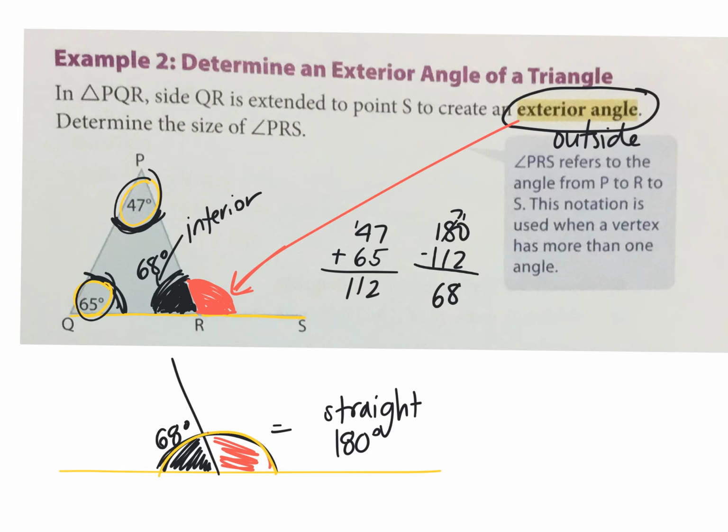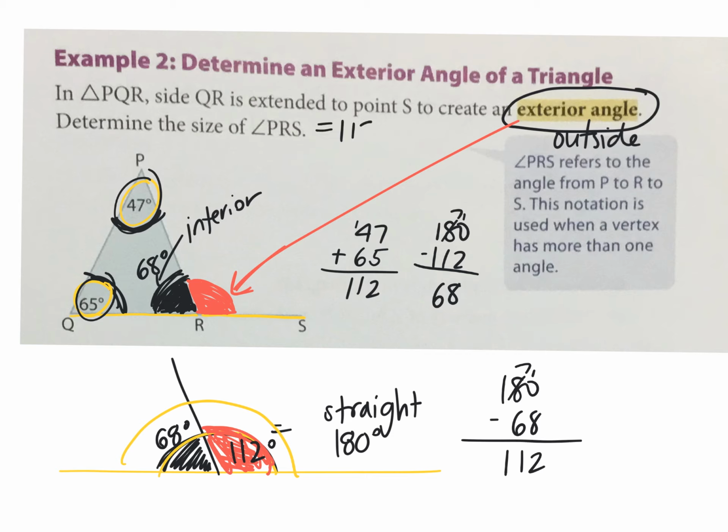But we're trying to figure out this exterior angle. So 68 plus something has to equal 180. How do I figure out the exterior angle now? 180 minus 68, exactly. Equals 112. That was the answer. 112 degrees is the exterior angle. Does everyone understand that? What did you notice the exterior angle was actually equal to?